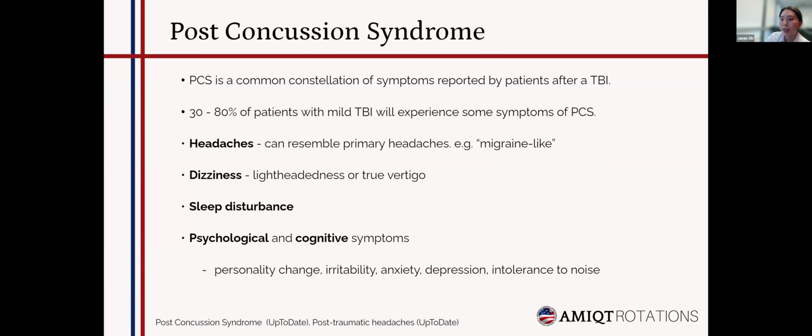anxiety, depression, intolerance to noise, and these symptoms can actually develop into fulfilling criteria for a formal psychiatric diagnosis. For example, panic disorder, anxiety, PTSD. I've seen some patients who have actually developed PTSD from their motor vehicle accident and concussion. Other symptoms include memory impairment and poor concentration, which were also present in our patient.